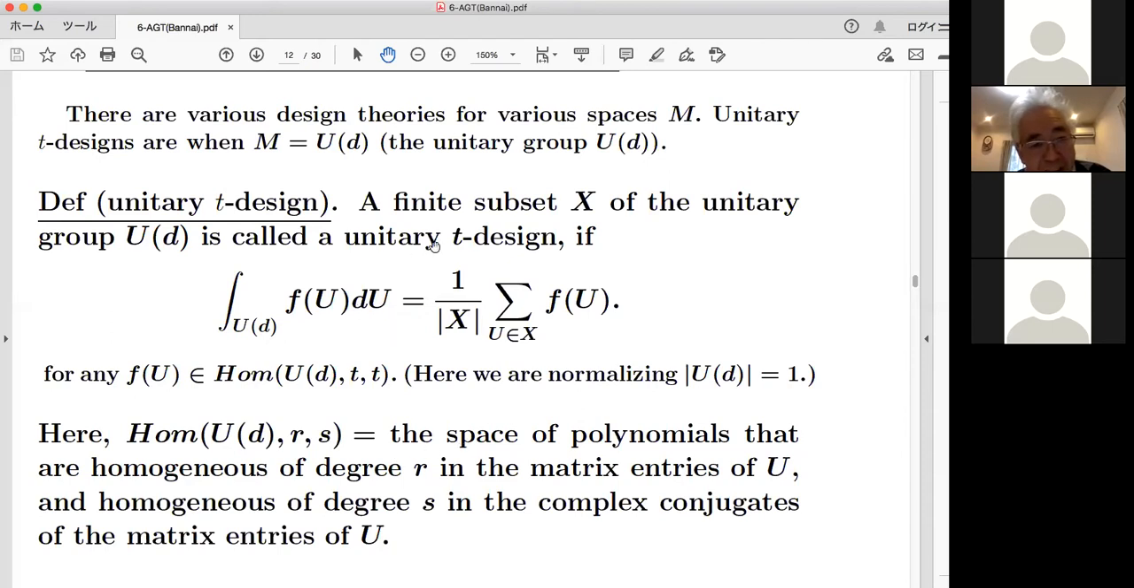And when we consider a unitary t-design, we take r equal to s equal to t. So we consider Hom(U(d), (t, t)). Then for such a function, namely a polynomial f, this integral over U(d) is given by the average value at finitely many points of X. Then such X is called a unitary t-design. So it's something very similar to a spherical t-design.